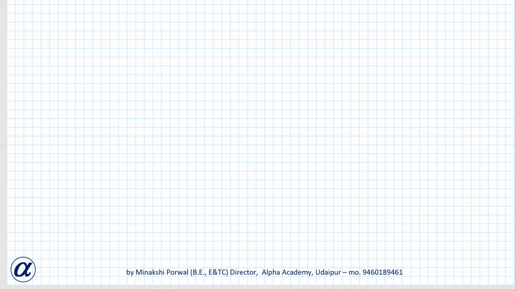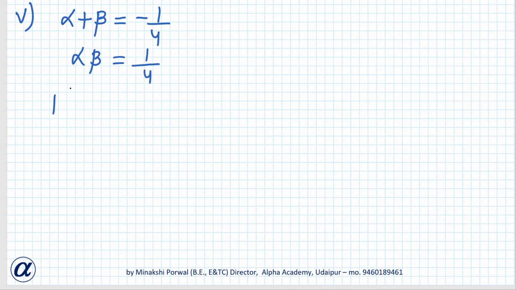Okay, Avni, next question. What is alpha plus beta? Minus 1 upon 4. Okay, what is alpha beta? 1 upon 4. So, okay. What is the formula for the polynomial? k(4x square plus x plus 1).